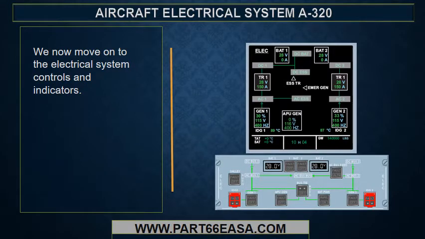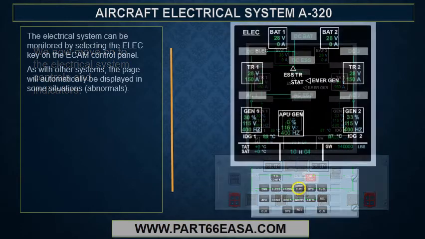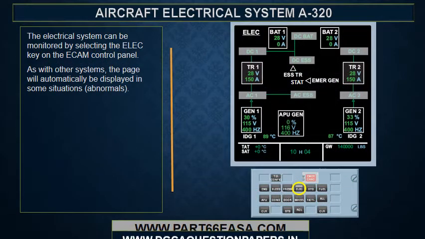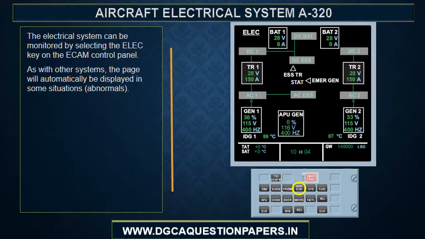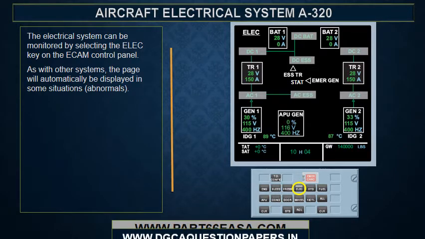We now move on to the electrical system controls and indicators. The electrical system can be monitored by selecting the electrical key on the ECAM control panel. As with other systems, the page will automatically be displayed in some situations, abnormals.